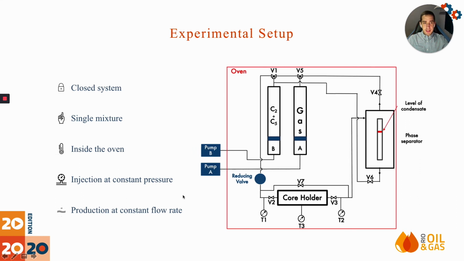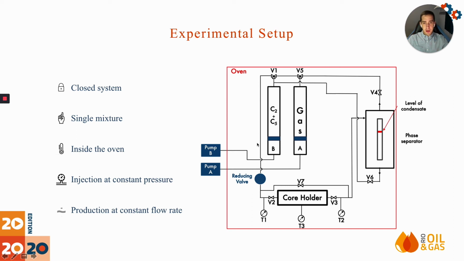So as we can see, it's a closed system. The mixture didn't come out of the setup at any moment, so we have the same mixture for the first experiment and the last one, a single mixture, and it's inside of the oven, so we can keep the temperature very constant during the experiment. We chose the injection at constant pressure and the production at constant flow rate.